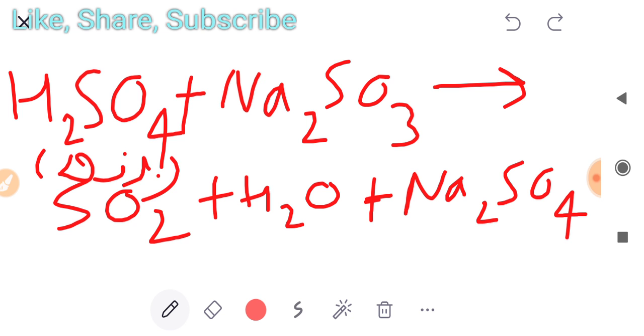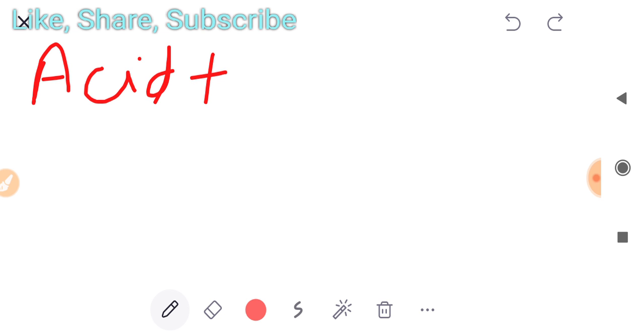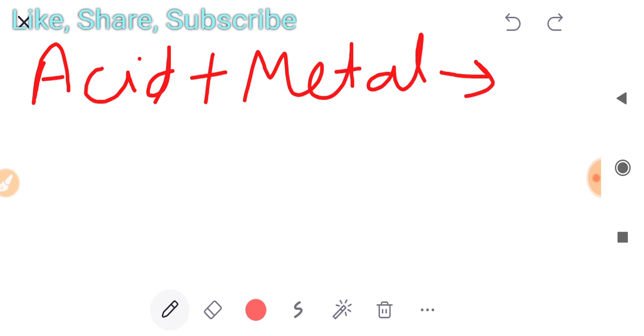You have to understand that H2SO4 here is always in dilute condition, because the dilute one is in acidic form. Another main property of an acid: whenever acid reacts with any metal, hydrogen gas will be released. It is a very important reaction, and you can easily give examples now.